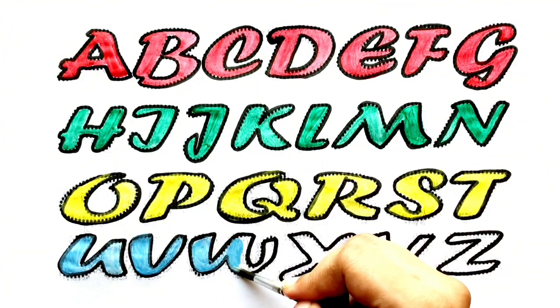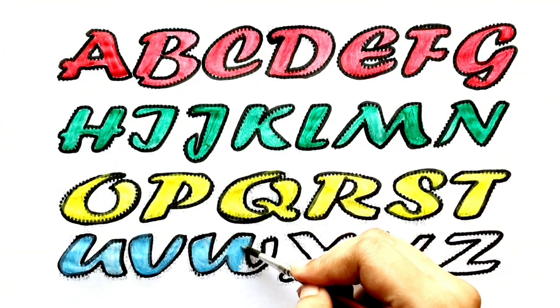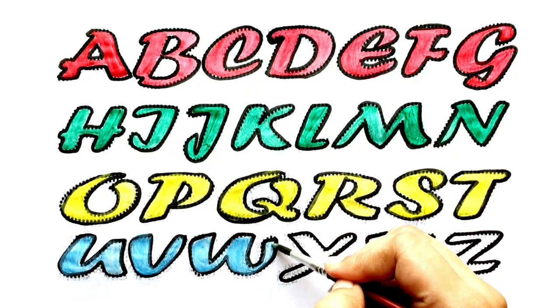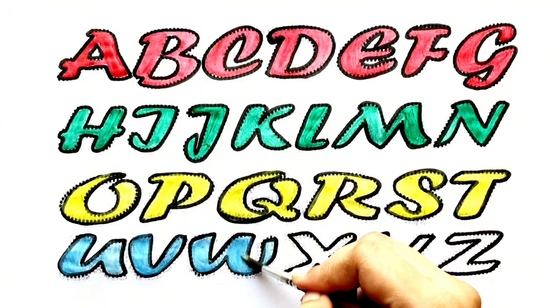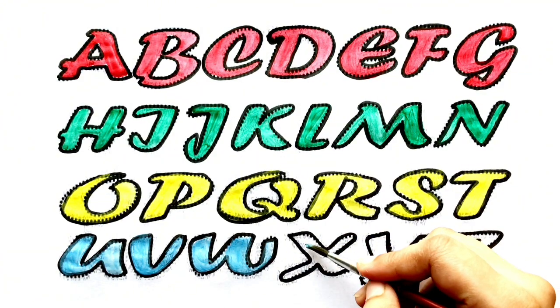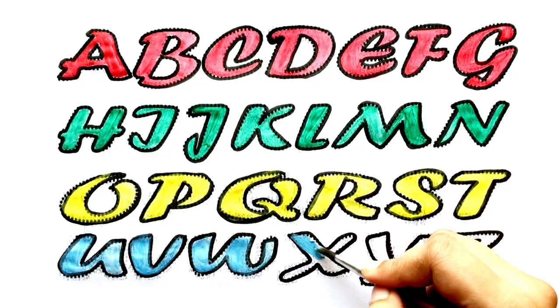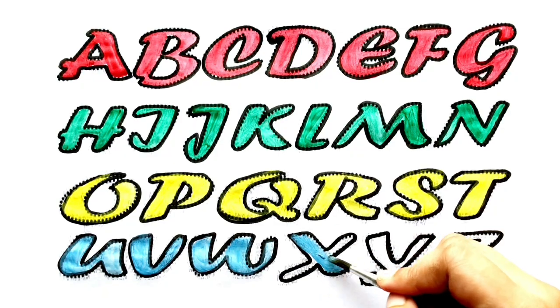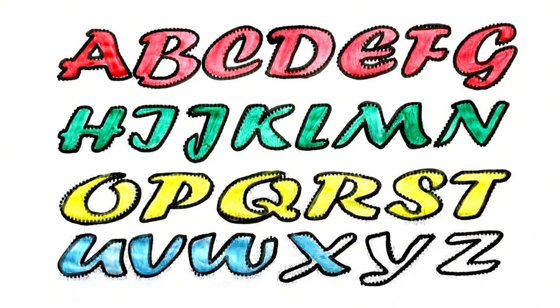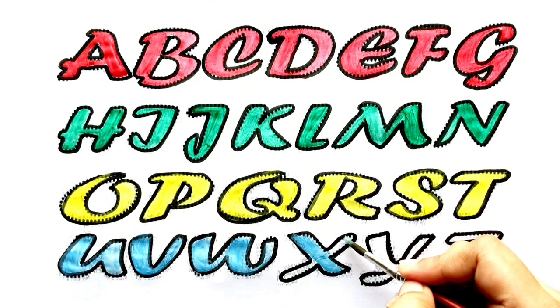A, B, C, D, E, F, G, H, I, J, K, L, M, N, O, P, Q, R, S, T, U, V, W, X, Y, and Z. Now X for xylophone. ABCs. Next time, won't you sing with me?